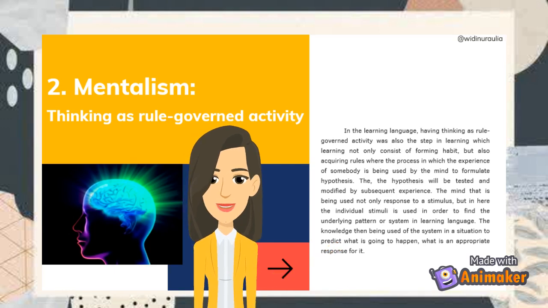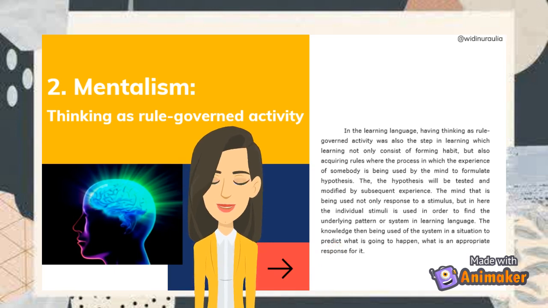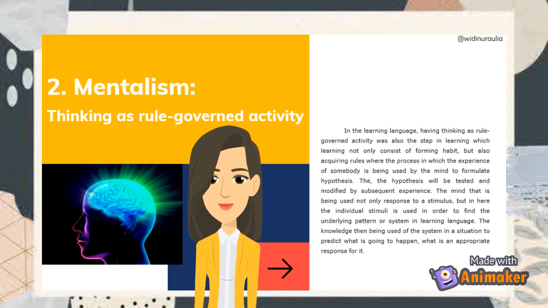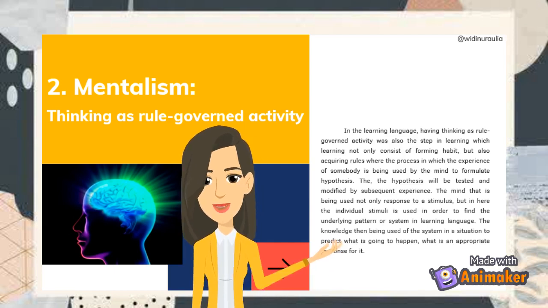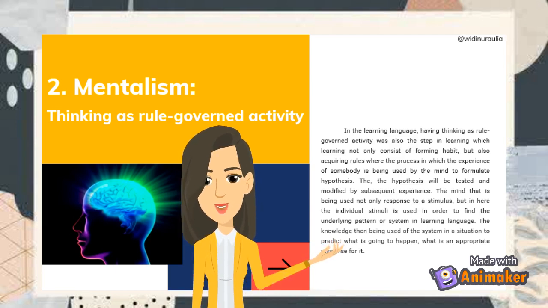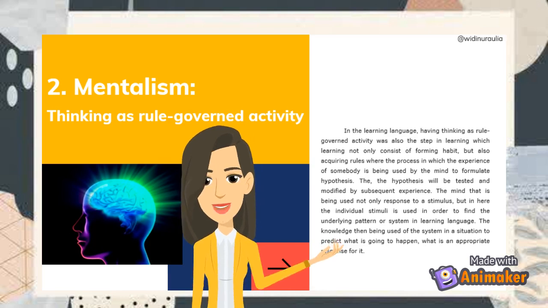not only responds to a stimulus, but here, the individual stimulus is used in order to find the underlying pattern or system in learning language. The knowledge of the system is then used in a situation to predict what is going to happen, what is an appropriate response for it.